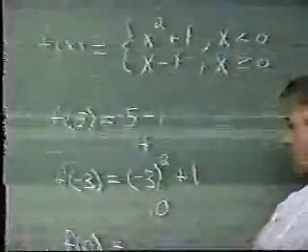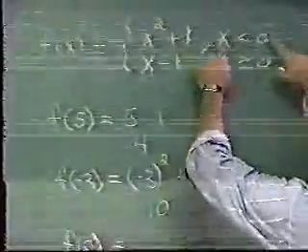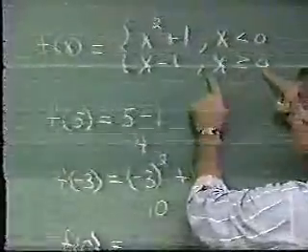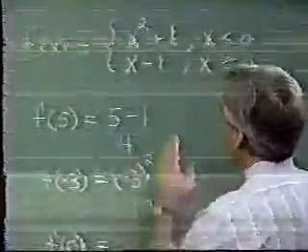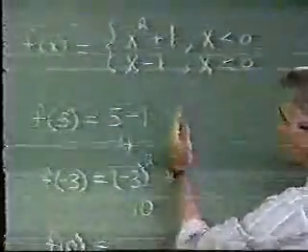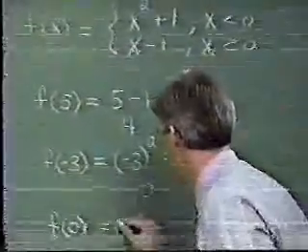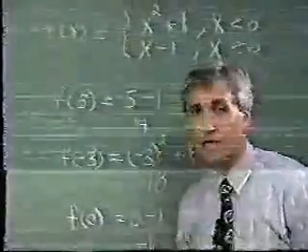What about f of 0? Well, which category does it fit into? Let's see. This says x is less than 0. It says greater than or equal to 0. Well, it would fall into this category, and here's how the function behaves: x minus 1. So we replace x with 0. We'll have 0 minus 1, or negative 1. So f of 0 is negative 1.